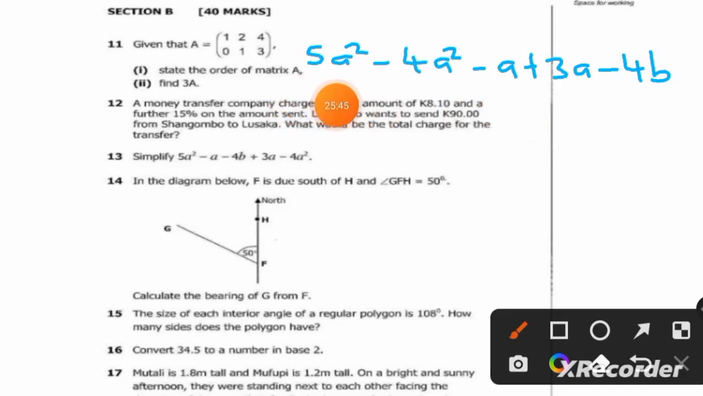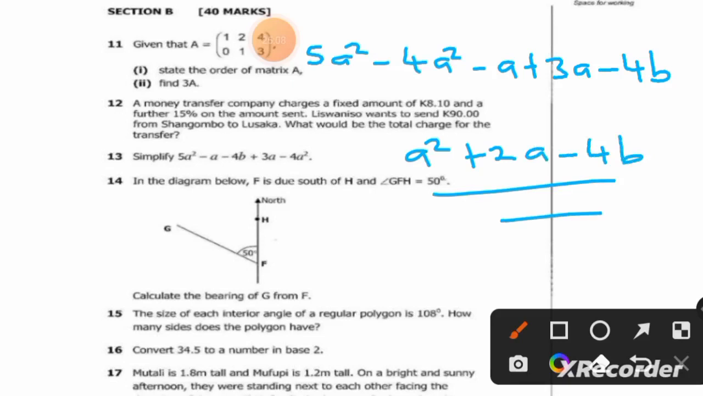So 5a squared minus 4a squared is equal to a squared. Negative a plus 3a is equal to positive 2a. Minus 4b. So this is our answer on question 13. We move on to the next question, which is question 14.